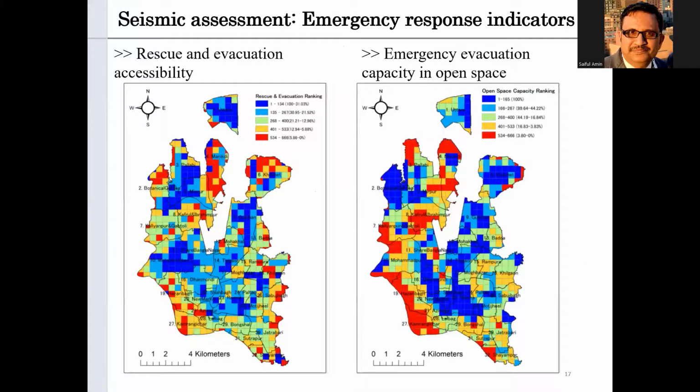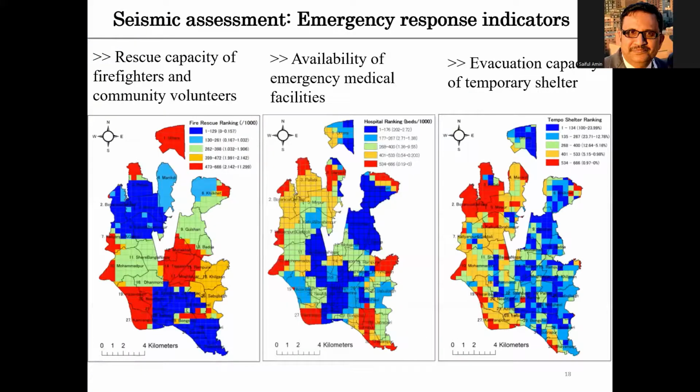The comprehensive risk assessment based on seismic response capacity is based on five indicators. The first indicator is rescue and evacuation accessibility, and the map for this is shown. The second one is emergency evacuation capacity and open space. The third one is rescue capacity of firefighters and community volunteers, the fourth is availability of emergency medical facilities, and the fifth indicator is evacuation capacity of temporary shelters.